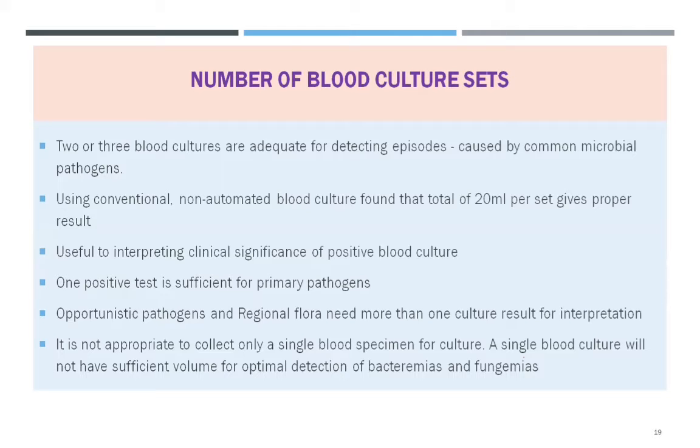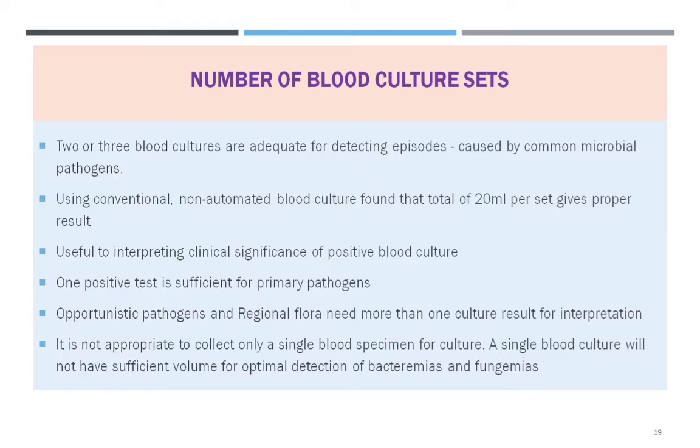The blood culture set is useful in interpreting the clinical significance of a positive blood culture. One positive set is sufficient for primary pathogens like E. coli and Klebsiella. E. coli, Klebsiella, Proteus, Pseudomonas, Acinetobacter are primary pathogens. For them, one positive set is okay, but for the opportunistic pathogens like CoNS, that is coagulase-negative Staphylococcus species, we need two sets as a must.